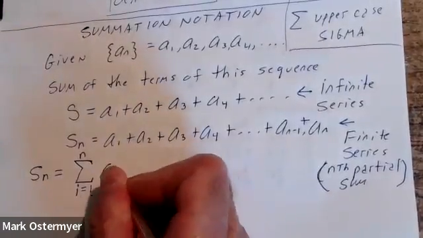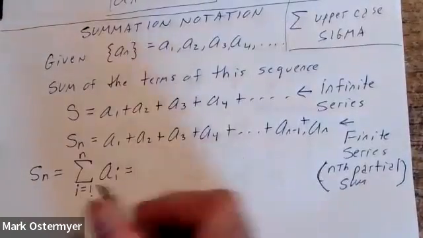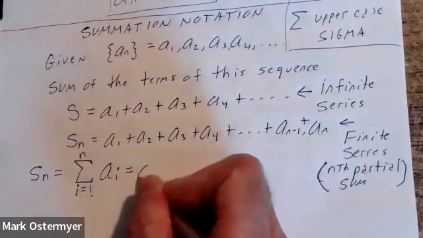And this would be the nth term rule that we would put inside the summation notation. So this is a very compact way of saying that I would be adding together the first n terms of a sequence.